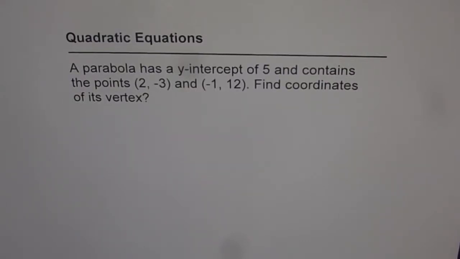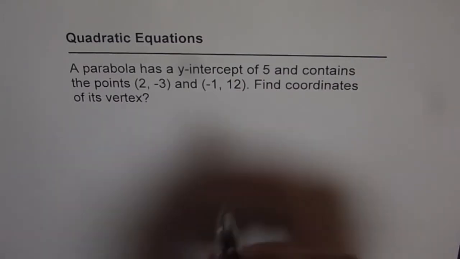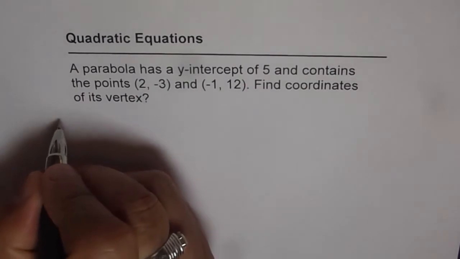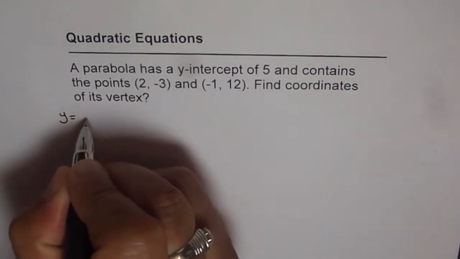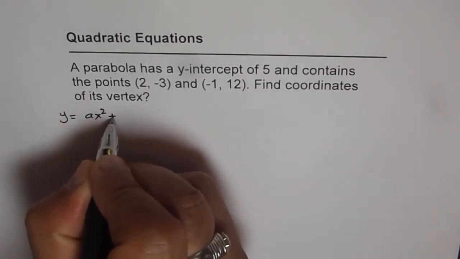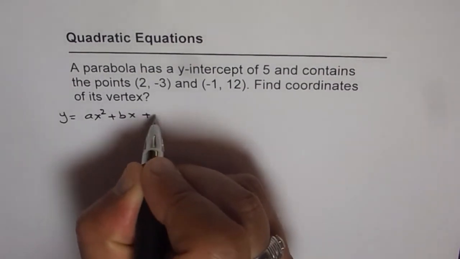Quadratic equations. A parabola has a y-intercept of 5 and contains the points (2, -3) and (-1, 12). Find the coordinates of its vertex. So let's first try to find the equation of the parabola, and then we can find the vertex. In general, the equation of a parabola can be written as y = ax² + bx + c.